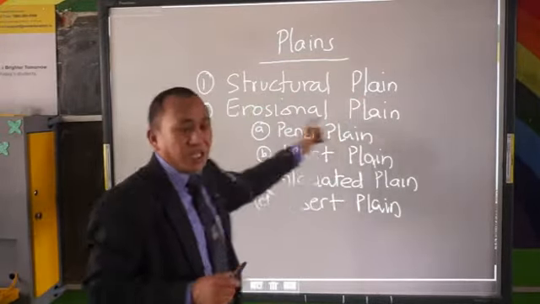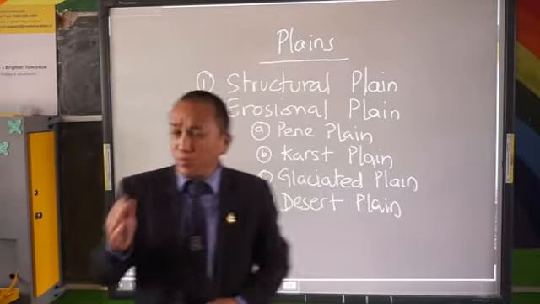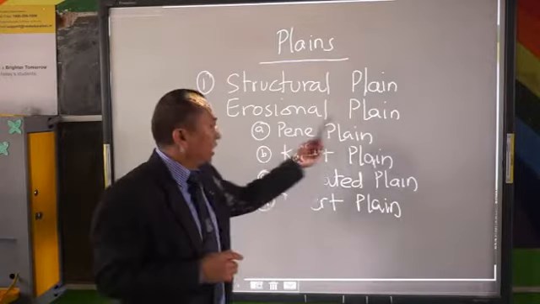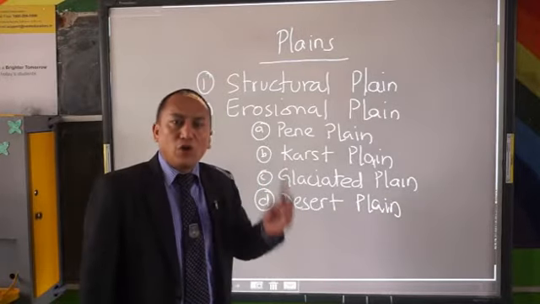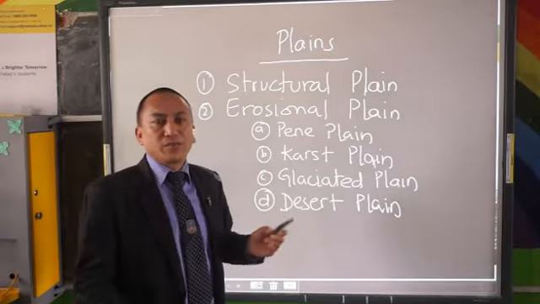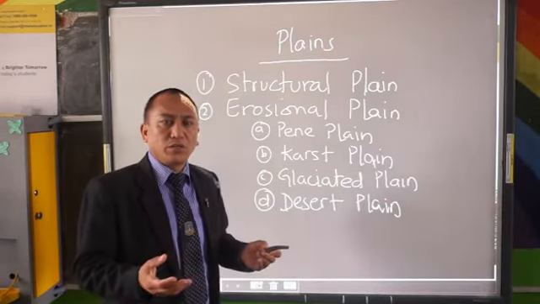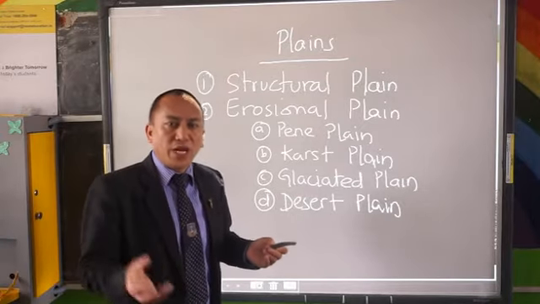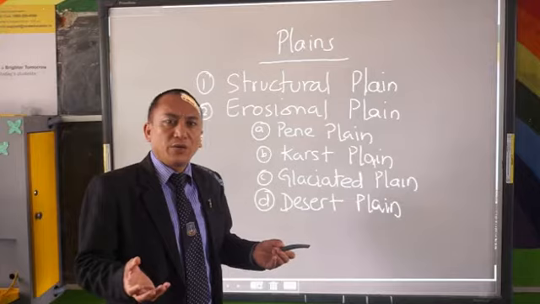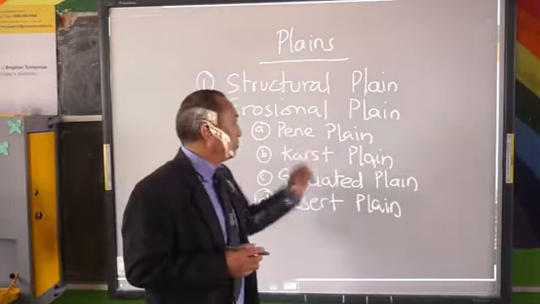Then we have the next one, that is the erosional plain. What is an erosional plain? An erosional plain is a plain which is formed because of erosion. See, the word itself tells you. Erosion takes place on the mountains, the hills, the plateaus, because of rain, glaciers, and wind. When erosion takes place and a flat land is created, it is called an erosional plain.